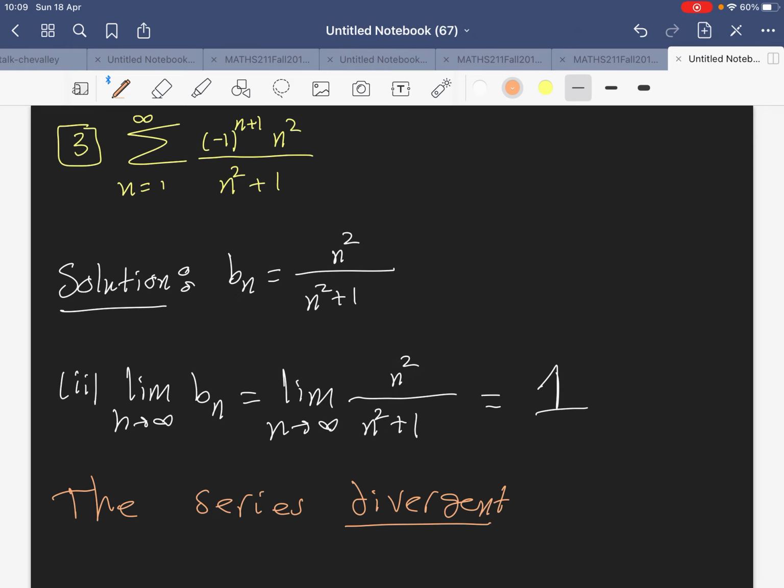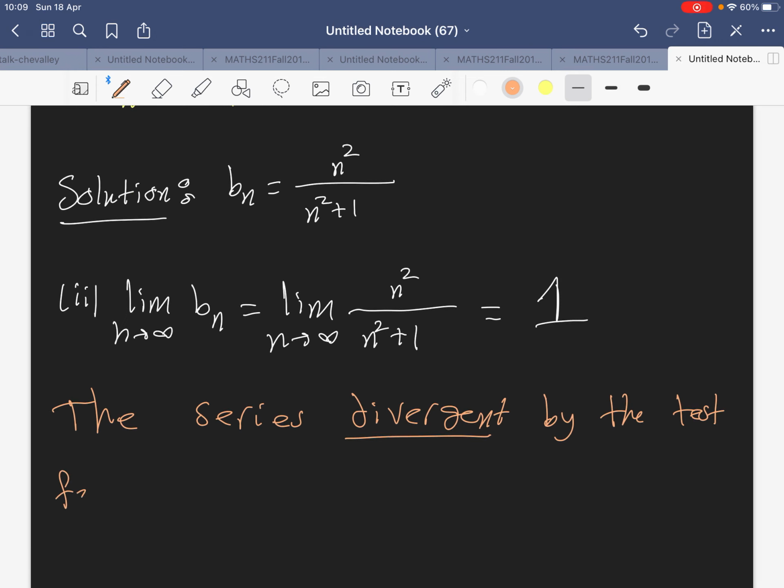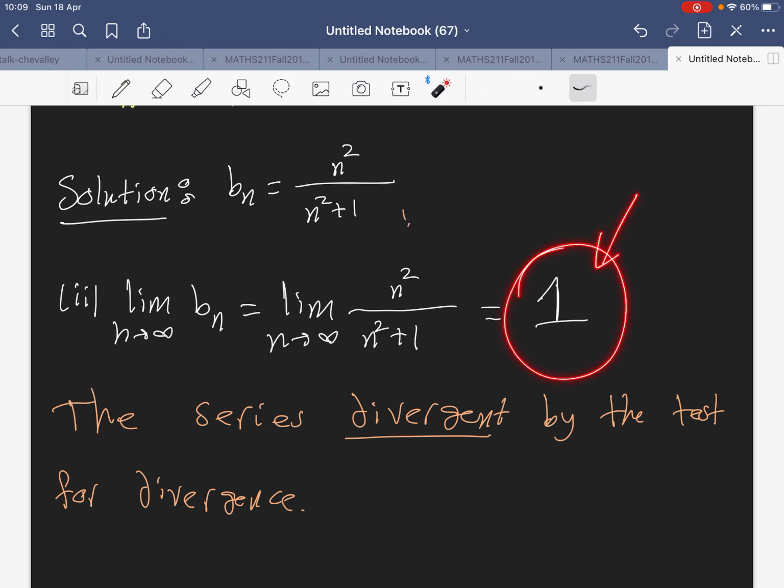Now, why is the series divergent? This is why I wrote it in orange, because which test do I use? I use the test for divergence. Do you remember the test for divergence? The test for divergence is telling me if you have any series, look at the last term. If it is not 0, divergent. And that's exactly what happened here. I looked at the last term, and the last term is not 0, so I use the test for divergence.